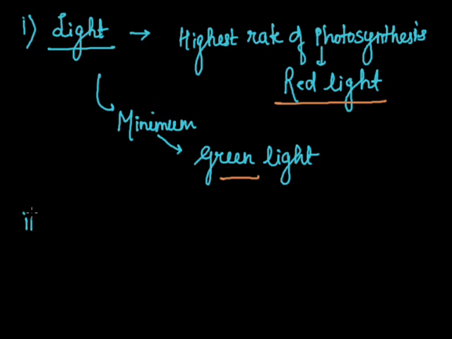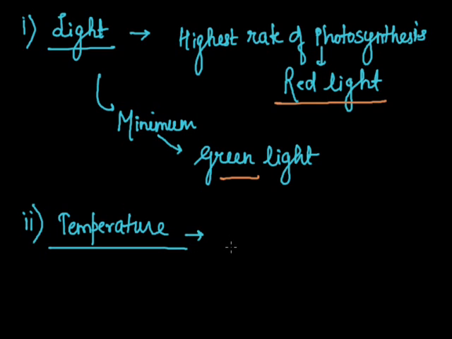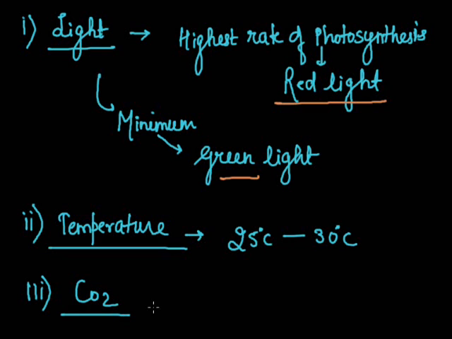So the second factor is temperature. The optimum range of temperature for photosynthesis is 25 degrees Celsius to 30 degrees Celsius. The rate of photosynthesis increases as temperature increases, but maximum photosynthesis occurs at 25 degrees Celsius to 30 degrees Celsius. Third factor is carbon dioxide.